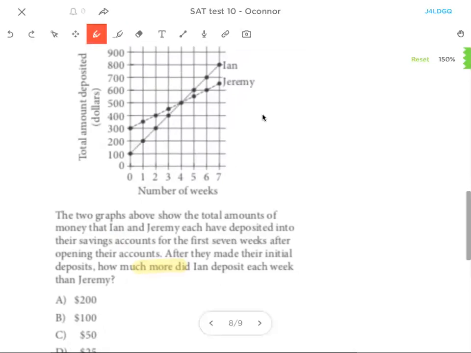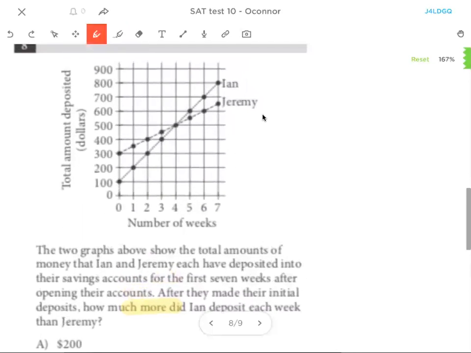Well, we can say that Ian deposited more each week because Ian started with less than Jeremy, but he grew at a greater rate, a greater slope. So this is a slope question. Notice that Ian is putting in $100 each week. Every week it goes up 100, then up 100, then up 100. So he's adding $100 each week.